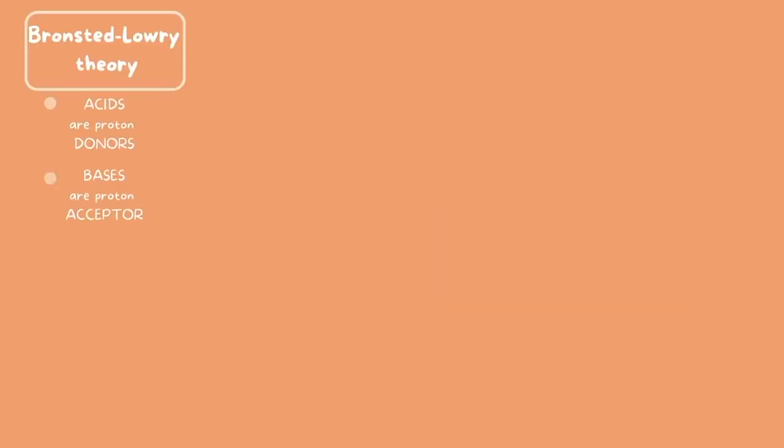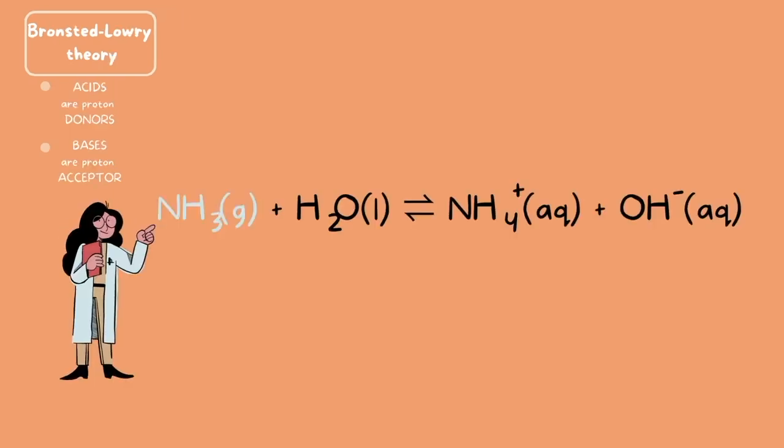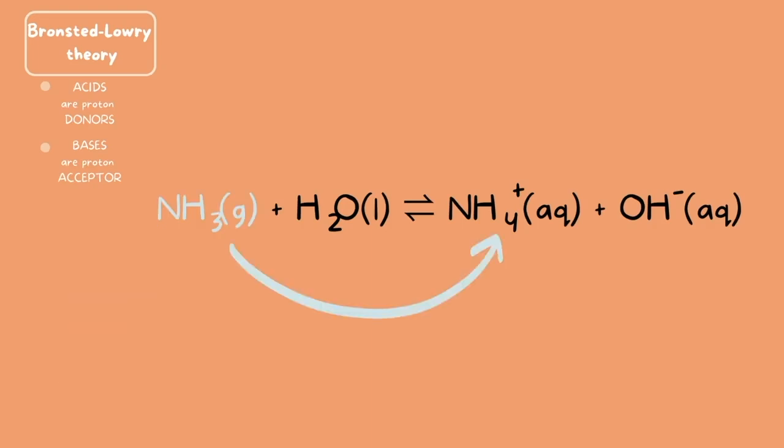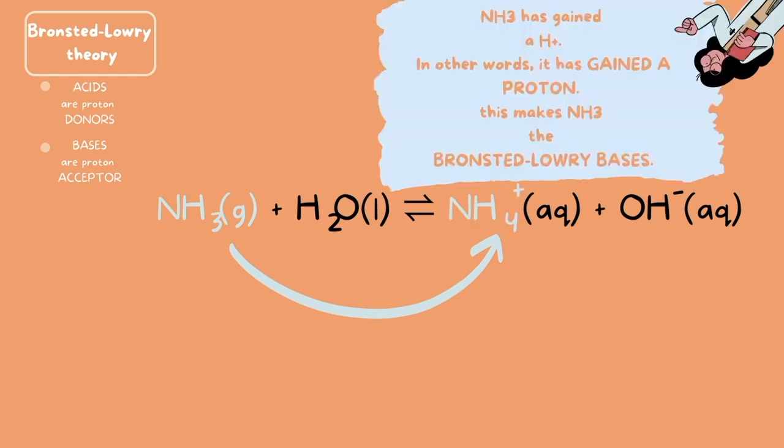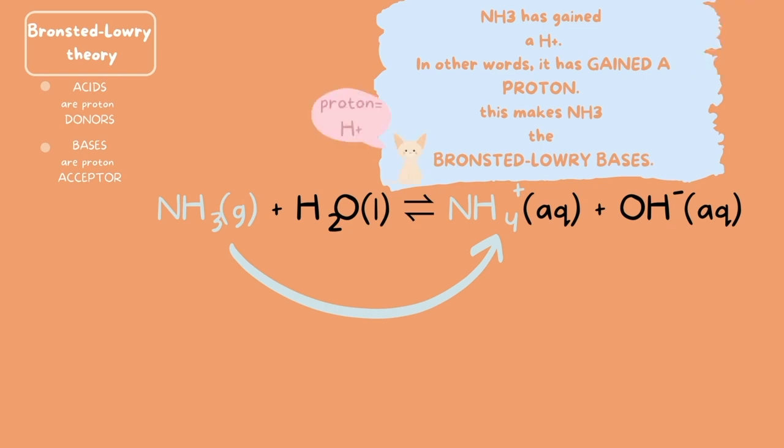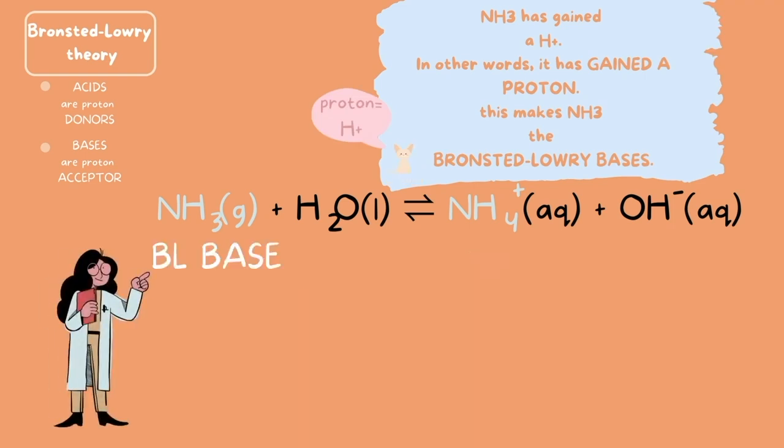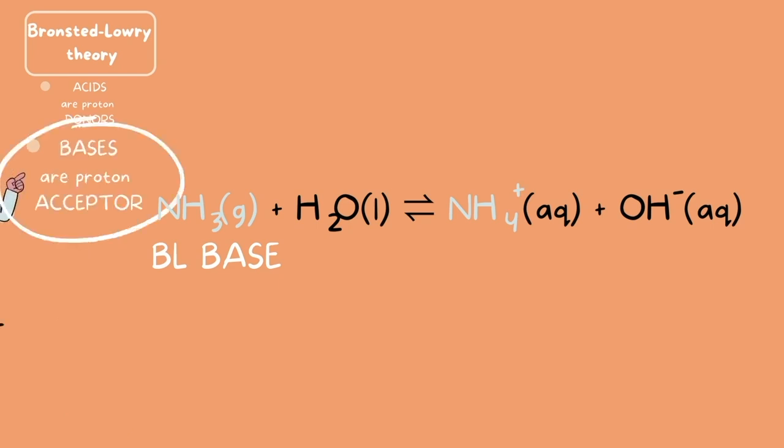Our first example is going to be on the Bronsted-Lowry theory. Remember, acids are proton donors and bases are going to be the proton acceptors. In this example, we have NH3, and we see on the solution side, it turns into NH4+. So NH3 has gained a hydrogen ion. In other words, it has gained a proton, because remember, proton is equal to hydrogen ion. So this makes NH3 the Bronsted-Lowry base. Because remember, by definition, bases are proton acceptors, and NH3 has accepted a proton, or gained a proton.